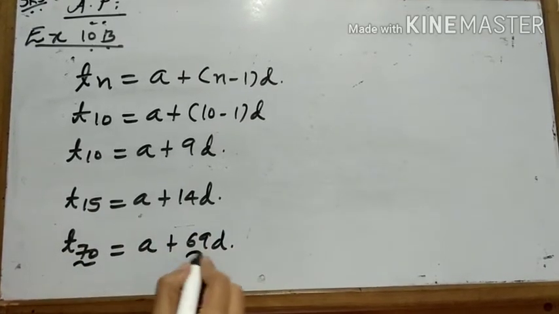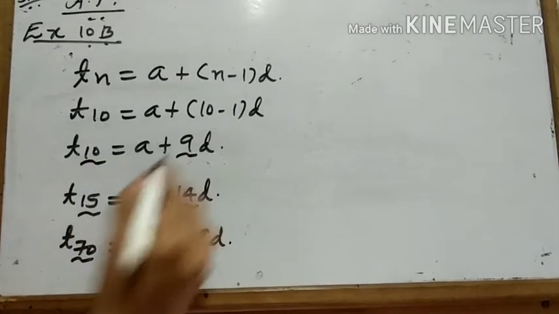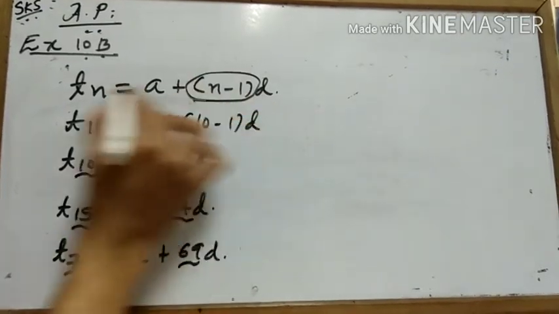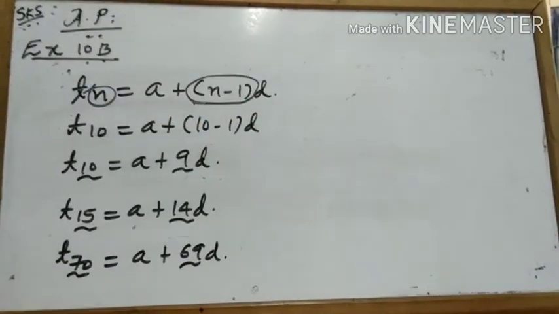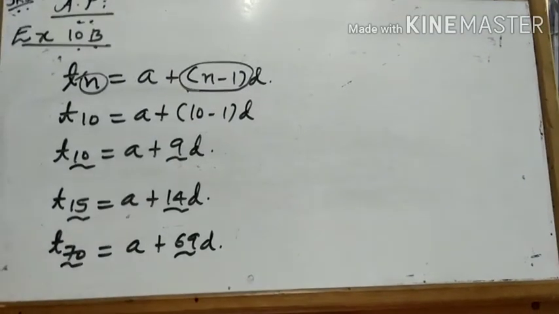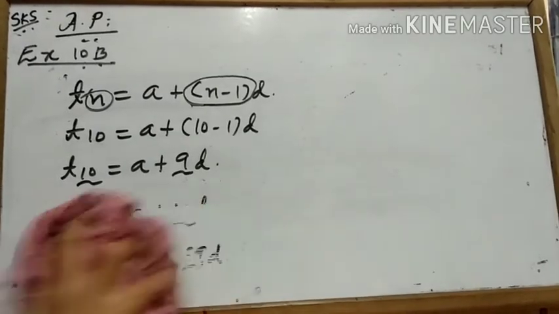How do you see this relation? 15, 14, 70, 69, 10, 9. Why is this relation developed? Because here it is n minus 1, where here it is n. So this particular concept one should know before going into exercise 10b, because it's a very interesting exercise and multiple times we'll be using this particular concept.